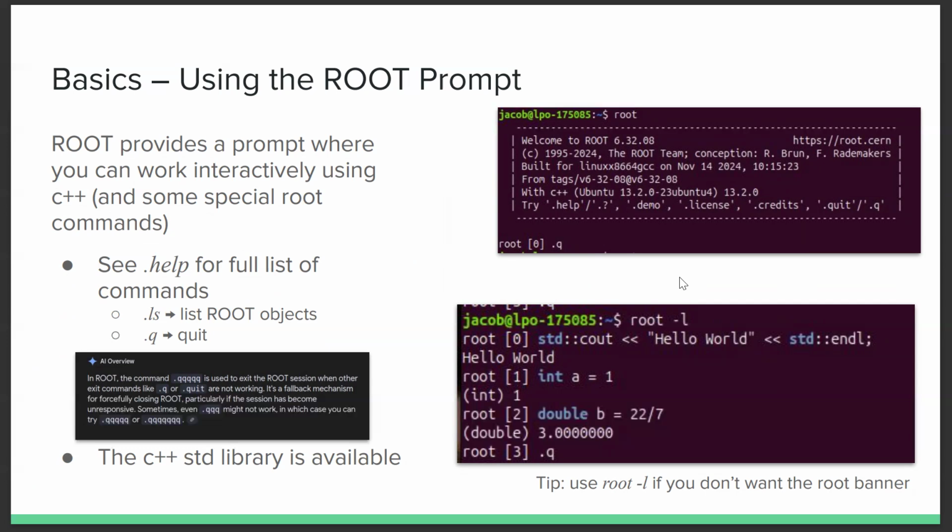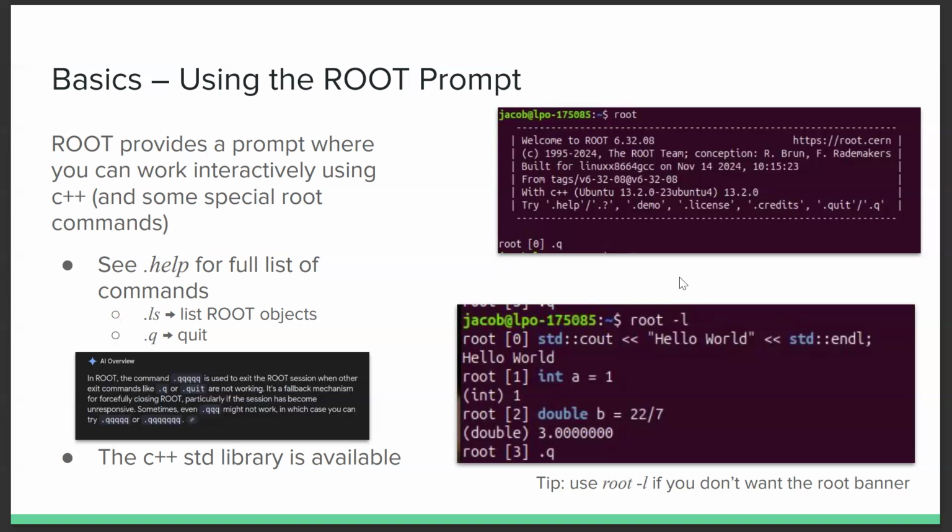I include this just to say that even whatever ChatGPT or Claude can say, this is relatively important to know. And within ROOT, when you open up the prompt, the C++ standard library is available. So you can do things like say hello world, and start to use C++ types.